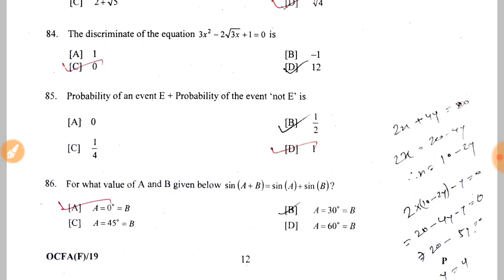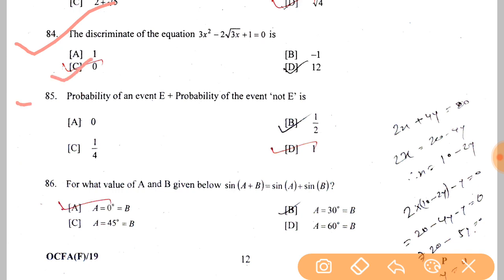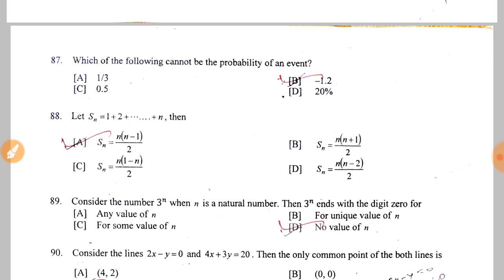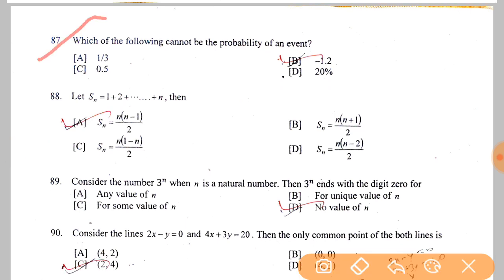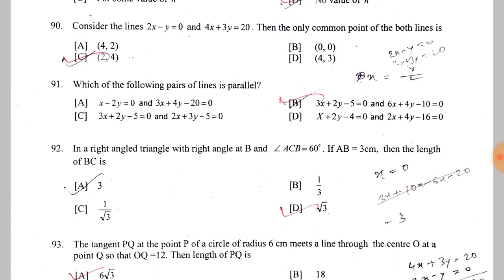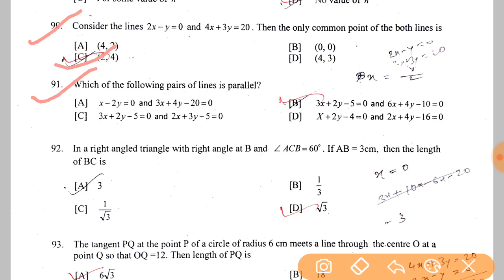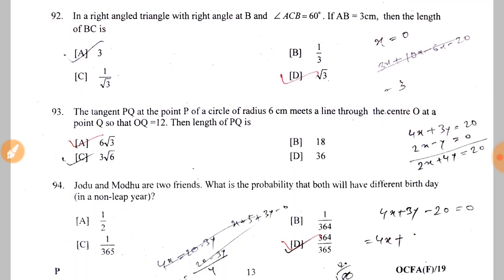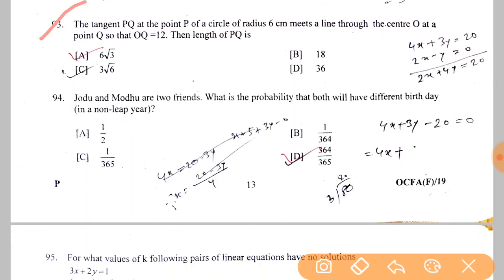Question number 84, the correct answer is C. Question 85, D. Question 86, A. Question 87, B. Question 88, A. Question 89, D. Question 90, C. Question 91, B. Question 92, D. Question 93, A. Question 94, D.